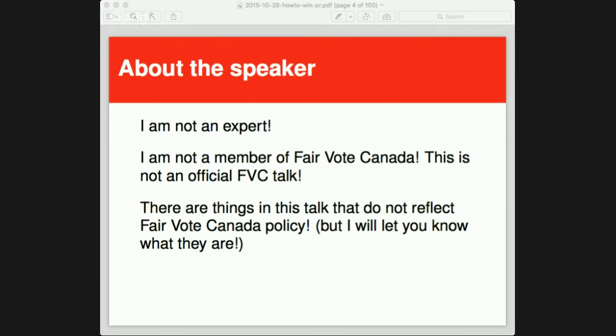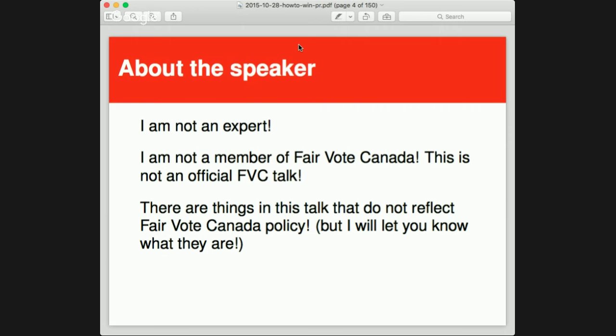Second point, I'm not an official member of Fair Vote Canada, which might be confusing to you because a few of you might remember when I was a member of Fair Vote Canada way back in 2007. And this is not an official Fair Vote Canada talk. It's mostly a Fair Vote Canada talk, but there are a few things that I might be saying that are not Fair Vote Canada policy, and I'll try to let you know what they are. And then the Fair Vote Canada people in the room will take pitchforks to me after the talk in the parking lot.